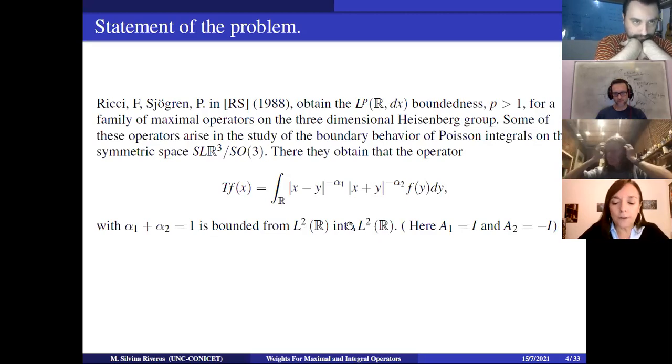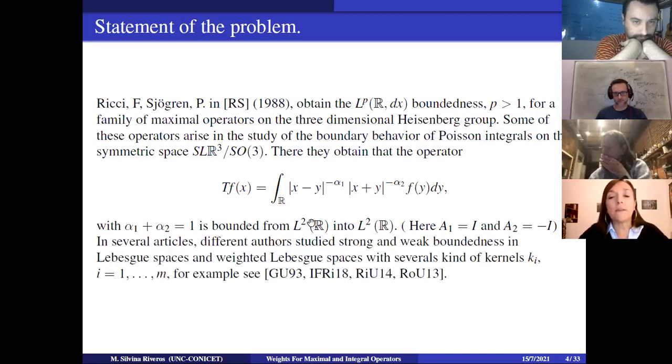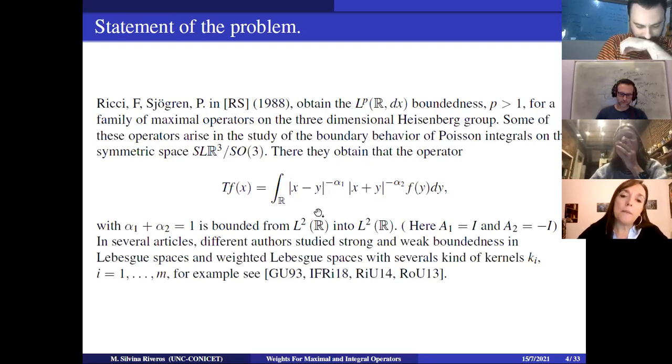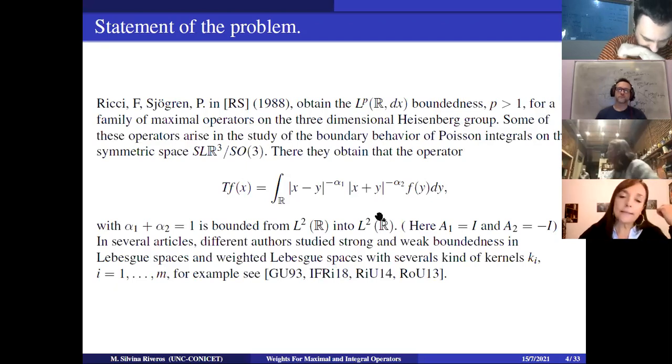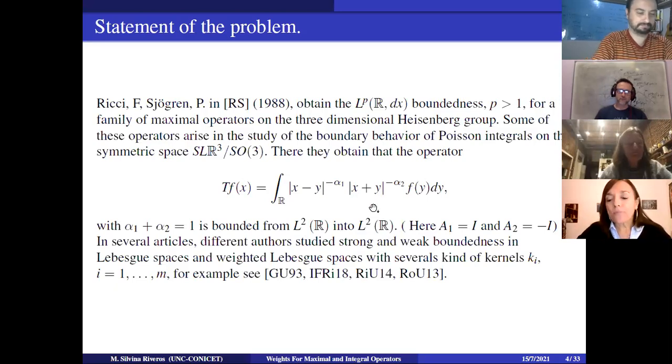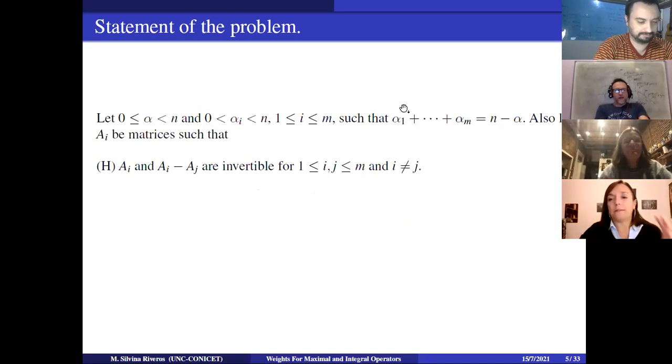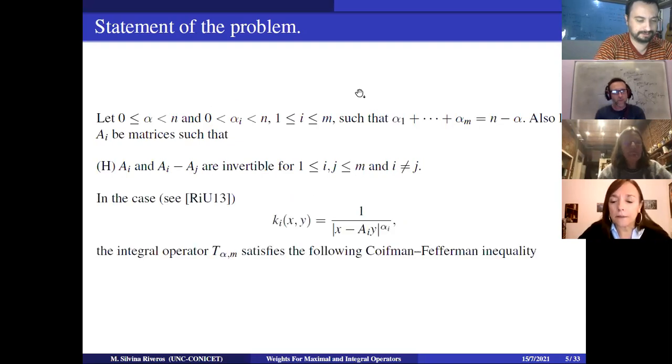Since then, different authors have studied several problems with this kind of operator. For example, boundedness from LP to LP with respect to the Lebesgue measure, changing to weighted Lebesgue measure, also variable spaces, changing what we ask of the kernel, different things in BMO, strong and weak boundedness, well, several problems. And now I want to start telling, more or less, how I want to state the problem.